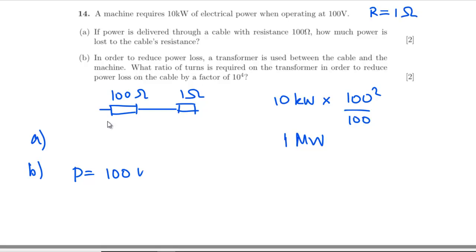So we want to get the power down to 100 watts, which is going to be I squared times R, and R is 100. So we need to get 1 amp running through all of that. But in the machine, we need 100 amps. So we need to go from 1 amp in the cable to 100 amps in the machine, which means we're going to need a 100 to 1 turn ratio in order to step up that current in that way.